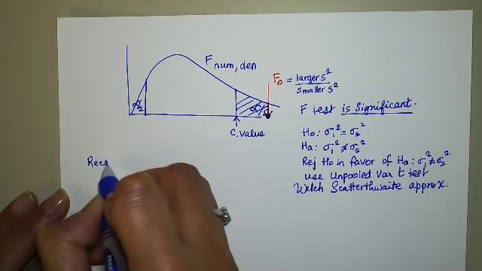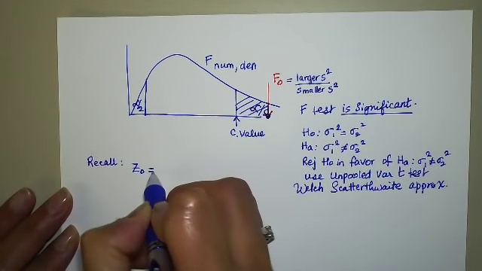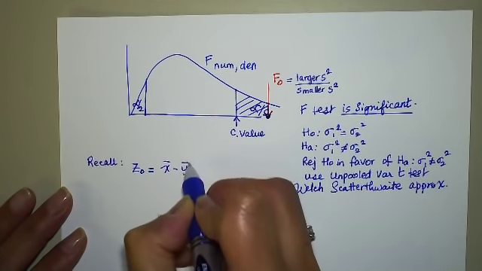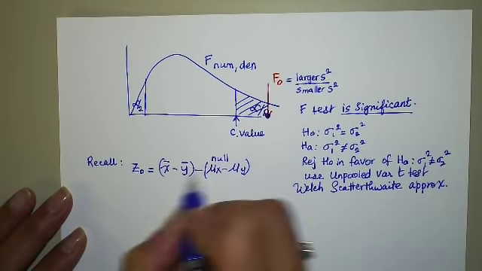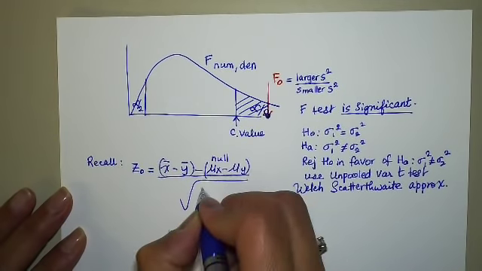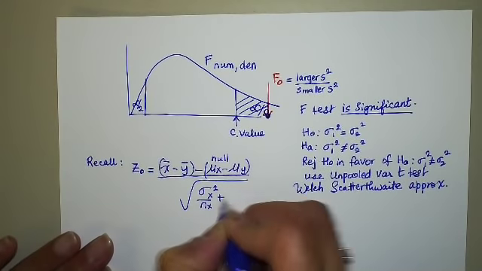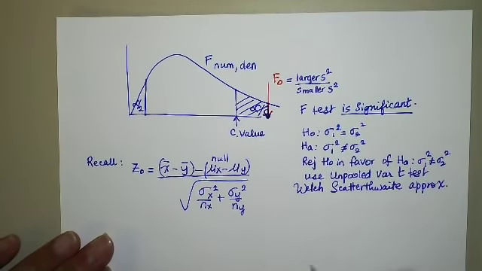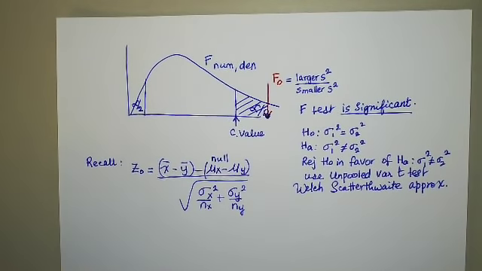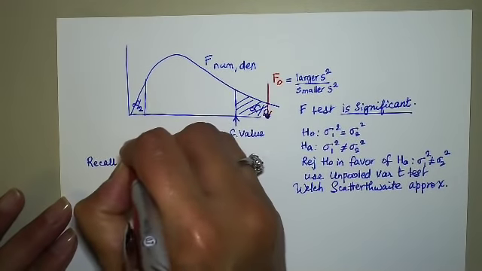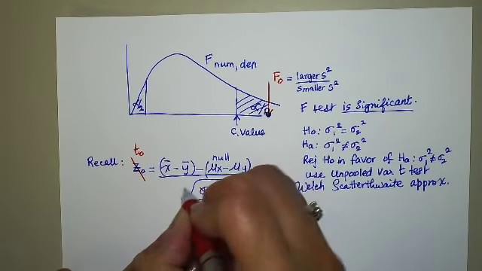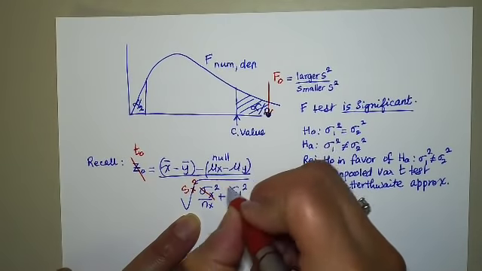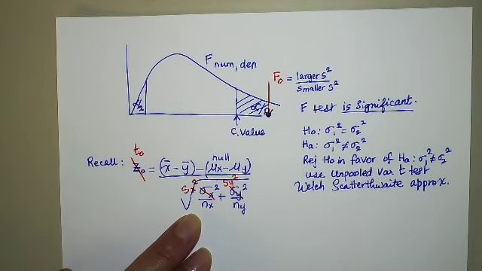So recall that my Z naught test statistic used to be x bar minus y bar minus mu x minus mu y from the null, divided by radical sigma x squared over nx plus sigma y squared over ny. This was my base case formula, right? And so the changes that I make are these. This becomes T naught, and instead of sigma x squared, it becomes sx squared, and this one becomes sy squared.